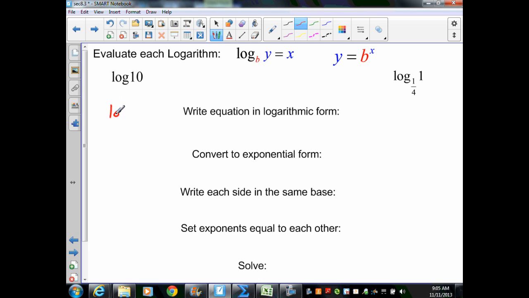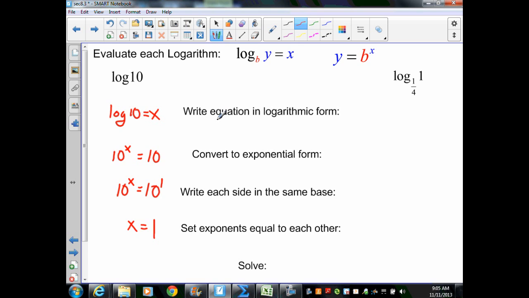So I have log. We know this is a common log because there's no base written, so this is log base 10 of 10 equals x. Since this is a common log, the base is 10. Therefore, that's 10 to the x equals 10. I want to write each with the same base. They are in the same base, but recall this is 10 to the x, and since there isn't an exponent displayed, we know that it is a 1. Now I just set the exponents equal: x equals 1, and solve, but it's already solved.